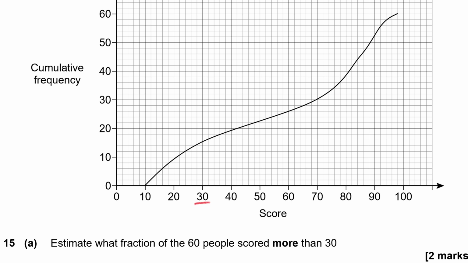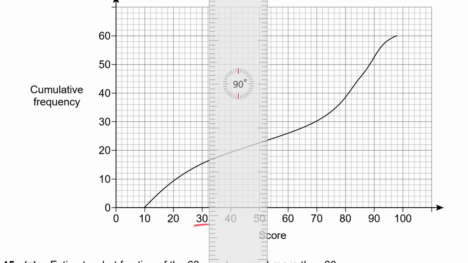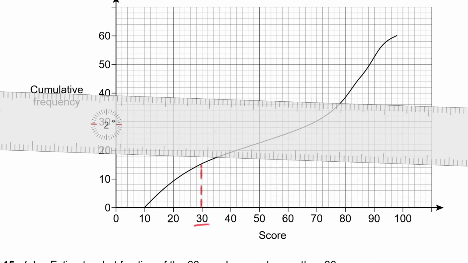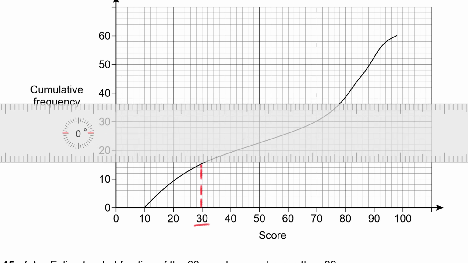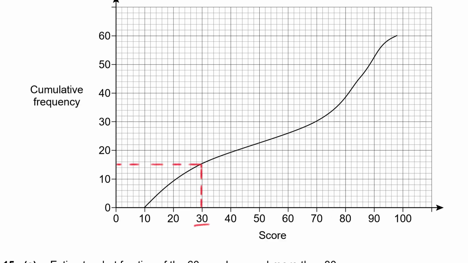Now here's 30 on my graph. Now to work out how many people scored more than 30, first off we need to look up from 30 along our graph. So I'm going to use a ruler and show that. It's going to mark on reading up from 30. It's a good idea to show your work in this way because it counts as method, and then along from there.